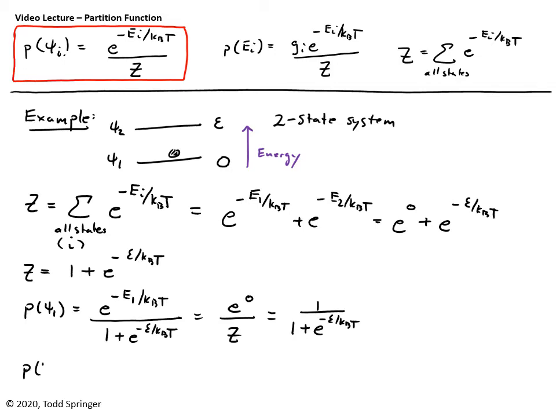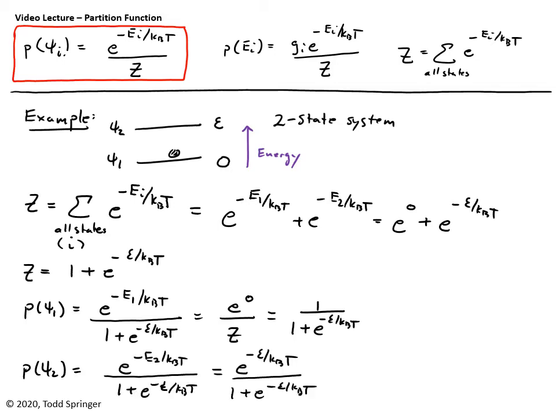What's the probability that it's in state psi 2? Very similar, except E2 is epsilon. You can check, if you want, that the probabilities add to 1. P of psi 1 plus P of psi 2 is equal to 1. It's not too hard to see that that's going to work because this 1 plus this is going to be equal to the denominator, so it'll end up being 1. So there are my formulas for the probability. Okay, now let's think about what these mean. Let's do that on the next slide.